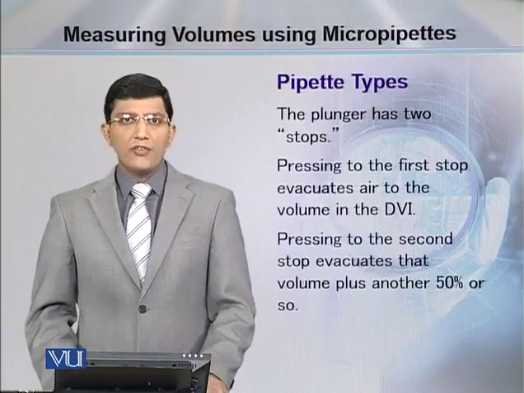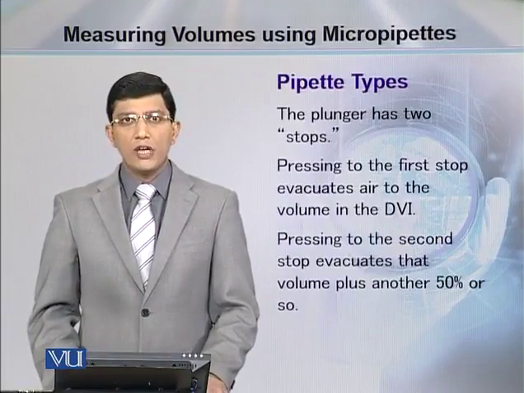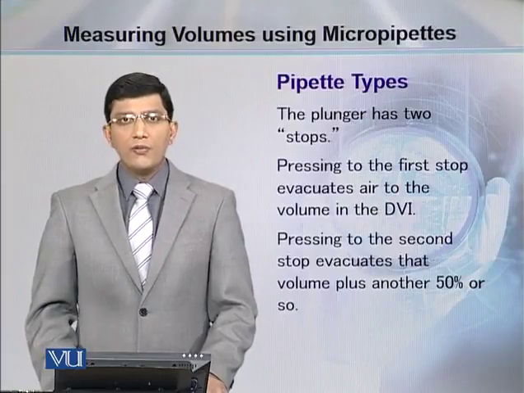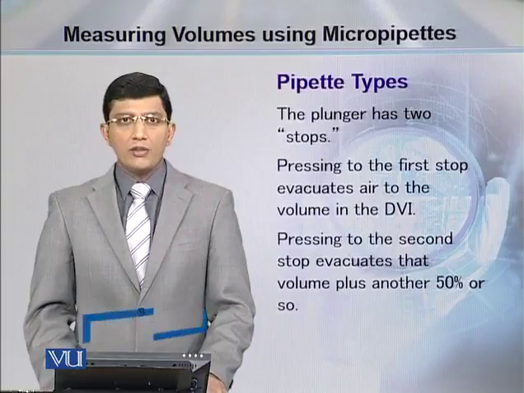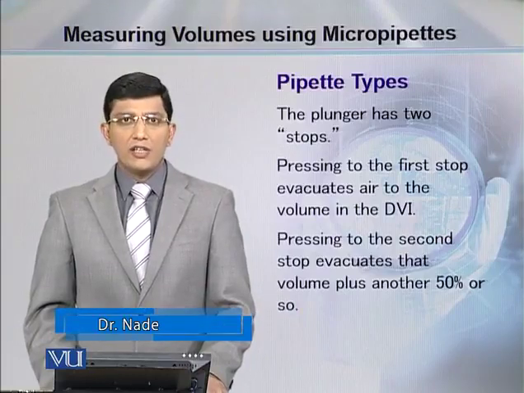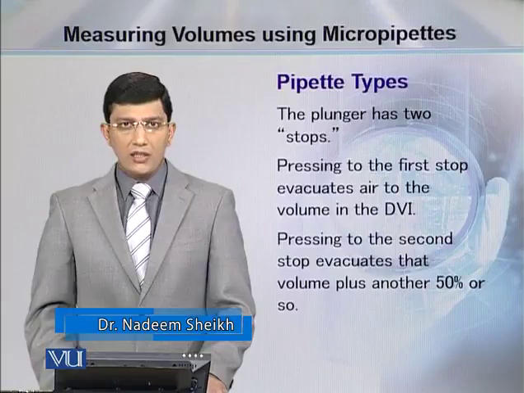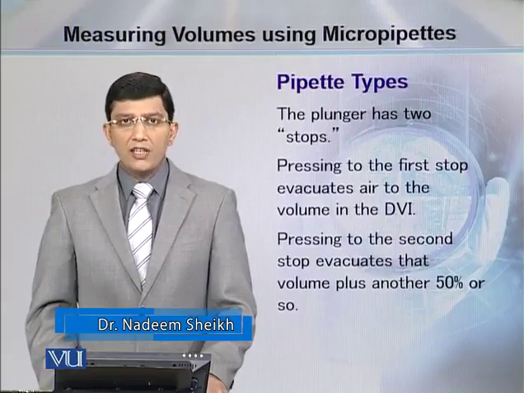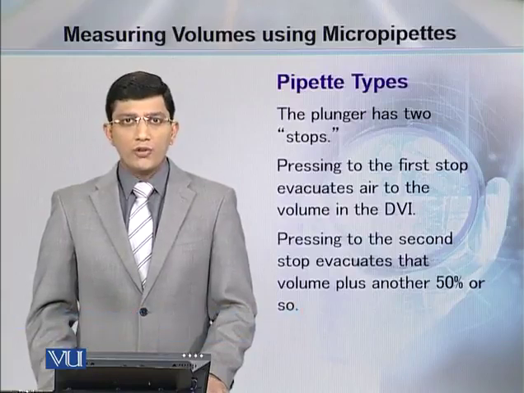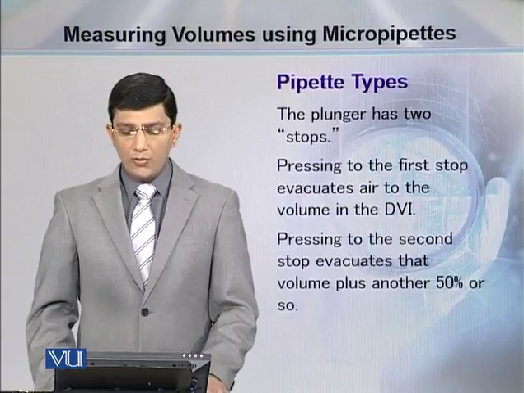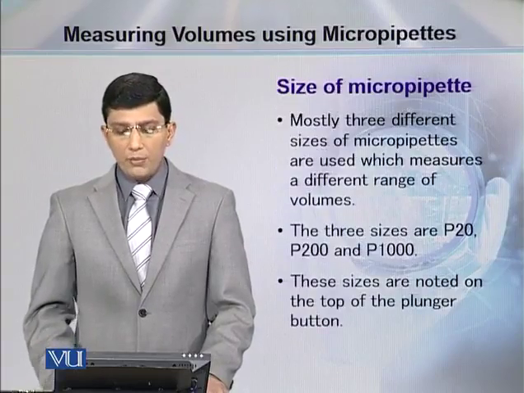The plunger button has two stops. When you push it down, the first stop will eject all the air, and that air will be equivalent to the volume which you have adjusted at the digital volume indicator. And when you press it to the second stop, it ejects 50% more volume out of the tip so that you can later on take the volume in the pipette tip.